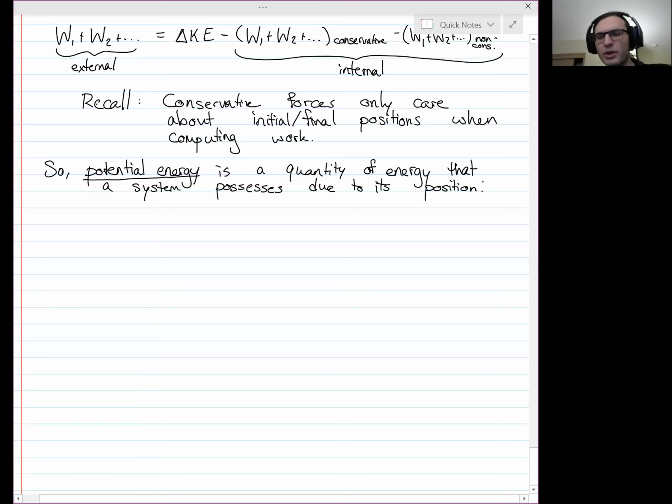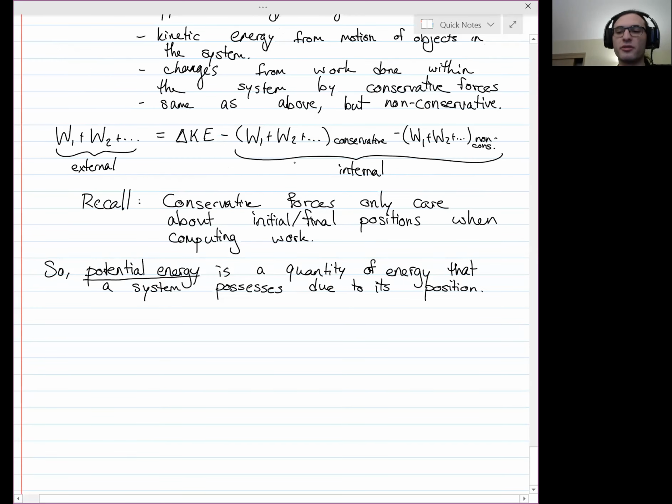So why might we define potential energy this way? We want to somehow give names to these new types of energies. We have a change in kinetic energy here, some type of conservative work here, and then non-conservative work here. We want to give names to those. So potential energy would reasonably be the thing that is related to conservative work, or work done by conservative forces.